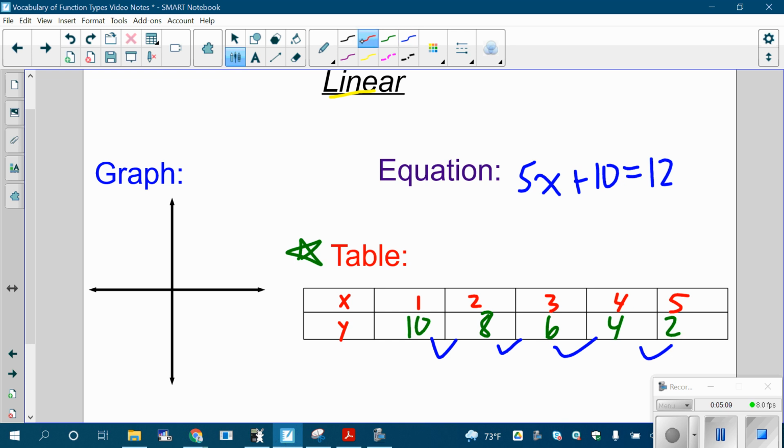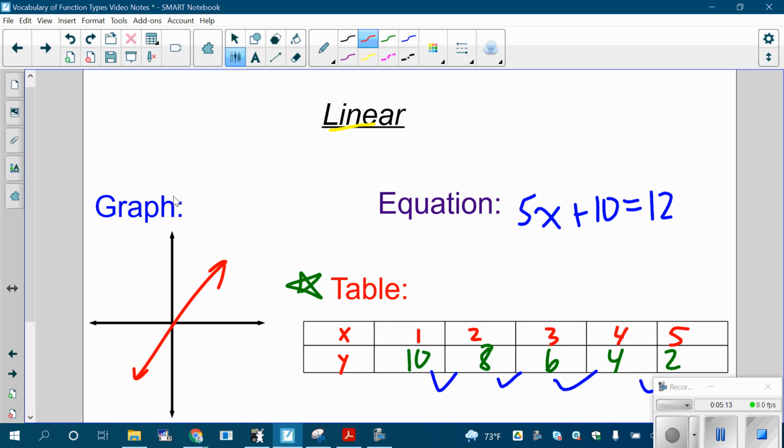What does a linear graph look like? It looks like a line. Cool. Linear means line.